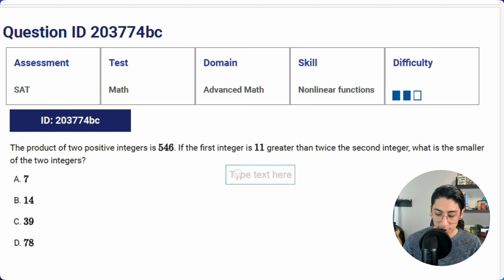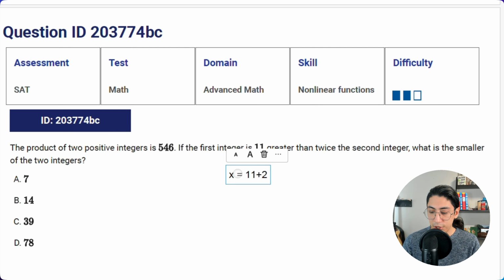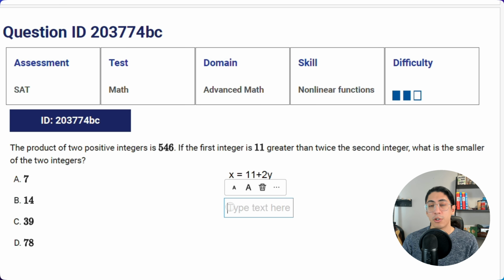That means that the first integer, I'm just going to call that x, equals 11 greater than, which is just 11 plus. So if it said 11 times, then I would multiply it. But it says 11 greater than, so it's just 11 plus twice the second integer. So it's going to be 2 times, and I'm going to call that second integer y. So this is my first integer. And guess what? My second integer is just y. Right? Because x is going to be 11 plus 2 of this integer, which I decided to call y.